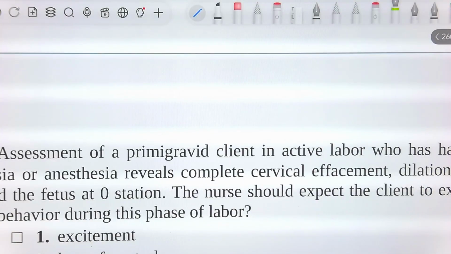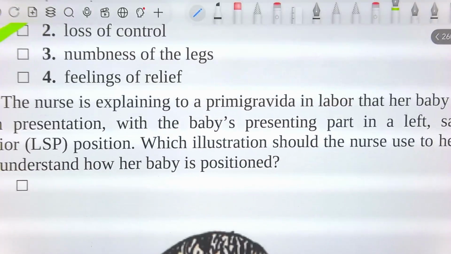Now let's read the next question. Assessment of a primary gravid client in active labor who has no analgesia or anesthesia reveals complete cervical effacement, dilation of 8 centimeters and fetus station at 0 station. The nurse should expect the client to exhibit which behavior during this phase of labor? Read all the options. What can be the right answer? From all the symptoms and assessment, we know the client is in the transition phase. Usually in this phase the patient exhibits loss of control. So answer number 2 will be the correct answer.